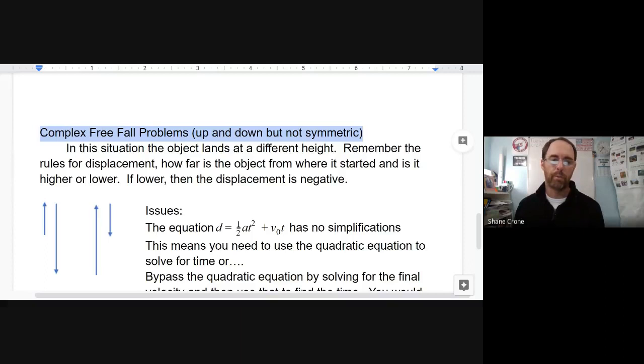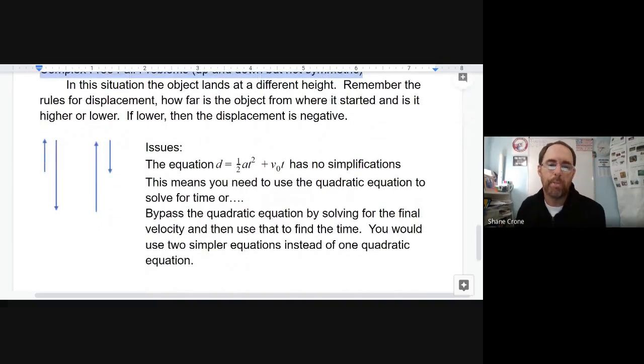So if you didn't feel comfortable with trying to solve it with the quadratic equation, you could try to bypass it. And the only thing where you're going to need the quadratic equation is if you're solving for the time. So if I tell you the height of a bridge, and I say I drop a marble, or if I throw it downward with this speed, how long will it take for it to land? That's a very high level problem. It requires you to use either the quadratic equation or you use this to bypass it.